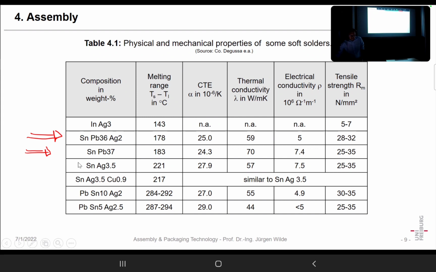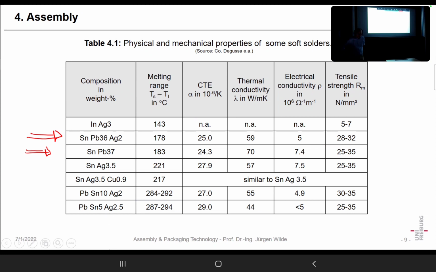Okay, but it was accomplished, and now we have either a eutectic tin silver or near eutectic tin silver copper alloy, which is, I would say, more or less state of the art, and that is typically called something like SAC 4 or 5.